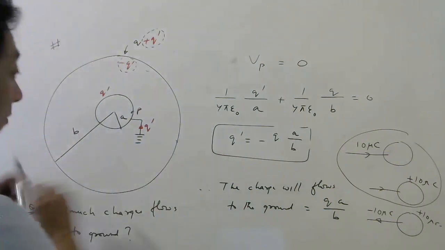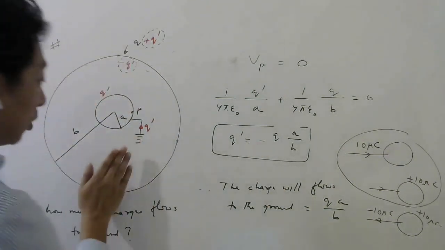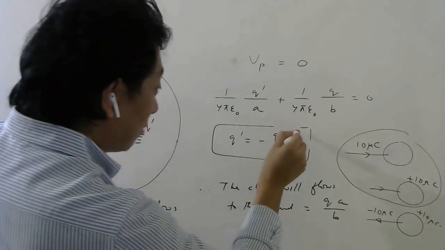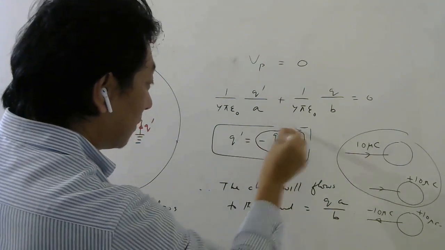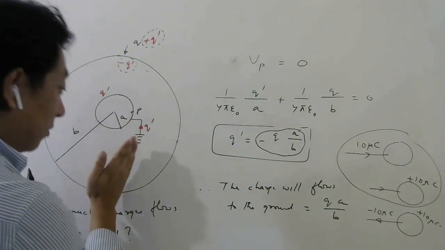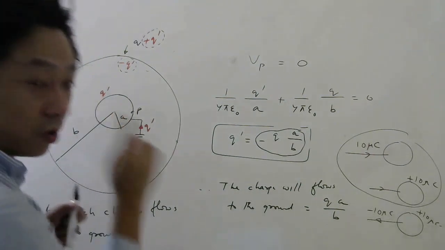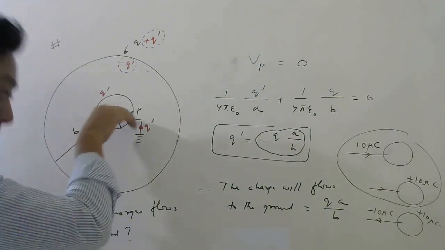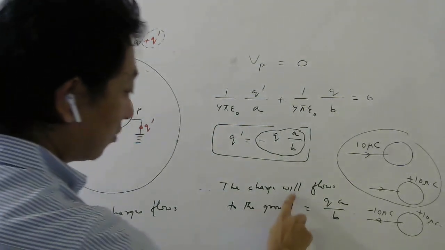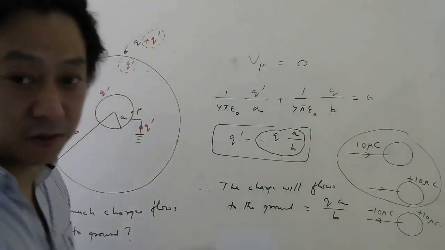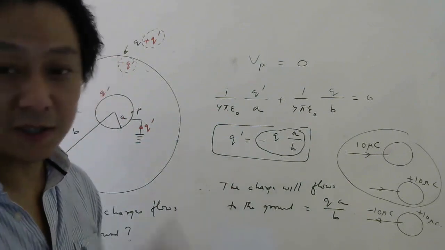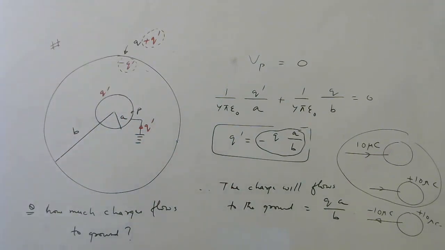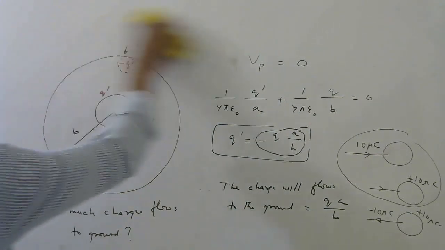So I found q dash is negative, but I took q dash this way. That means this much charge is going from sphere to ground. So the question was from sphere to the ground. So the charge which flows to the ground is this much. Okay. So please keep this in mind.